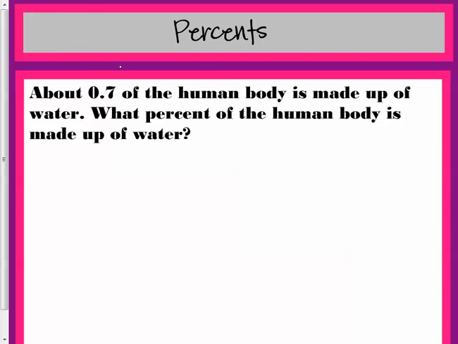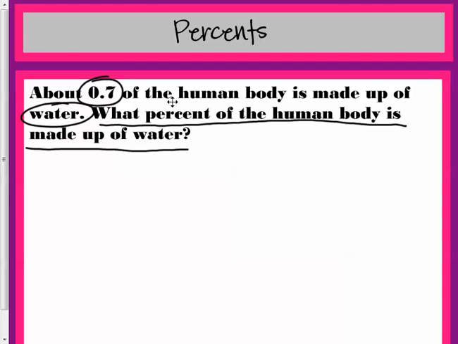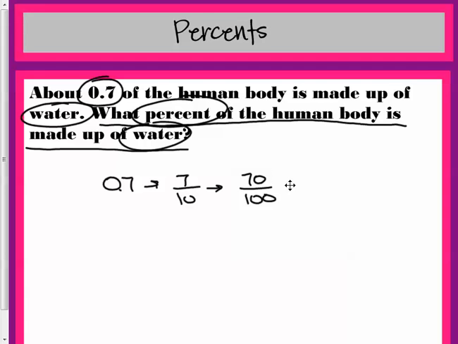Okay, here's the last one. About 7/10 of the human body is made up of water. What percent of the human body is made up of water? So we want to know this as a percentage. Okay, so we know 7/10 is written 7 out of 10, which could also be multiplied by 10 to get 70 out of 100, which is 70%. So 70% is made of water.